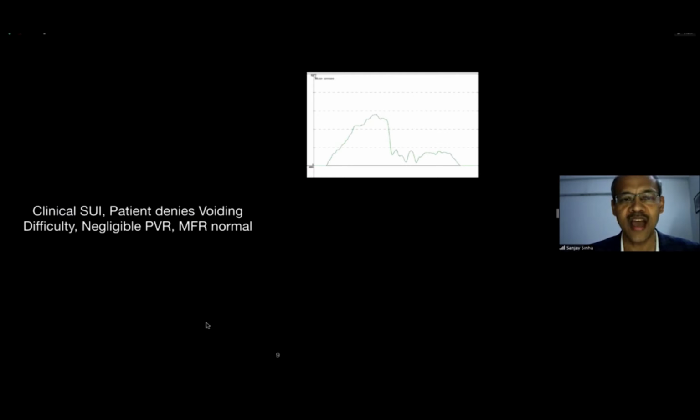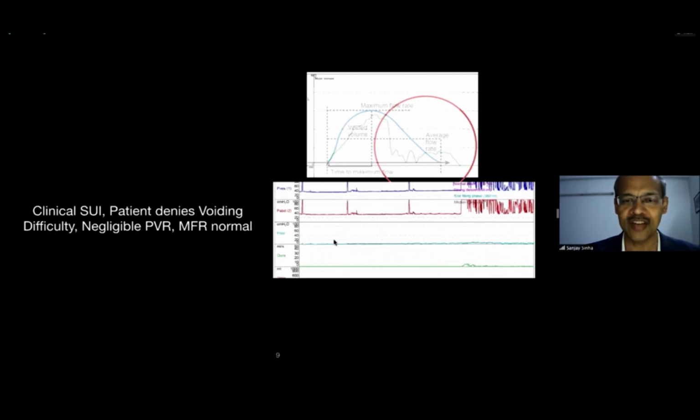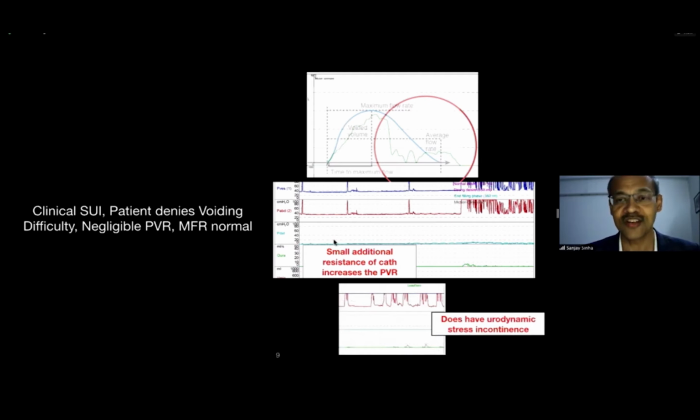So look at this patient who has clinical incontinence, denies any history of voiding difficulty, has a negligible post-void residue, and apparently a normal flow. And you can see here, this flow rate is normal, but all of you are experienced people at urodynamics. You can see here, this is not a normal pattern. And if you were to compare it with a normal pattern, you can see that the flow drops off, and this is certainly not normal. And if you look at her urodynamics, she voids primarily by abdominal strain. And not just that, the moment there's that additional small amount of resistance because of the urethral catheter, her residual goes up dramatically. And she does have stress incontinence.